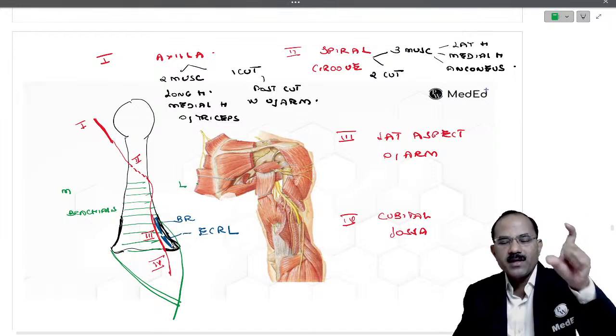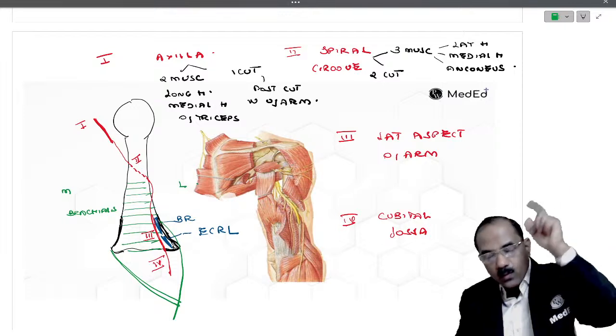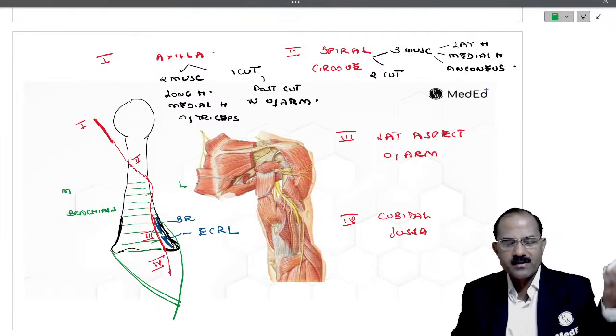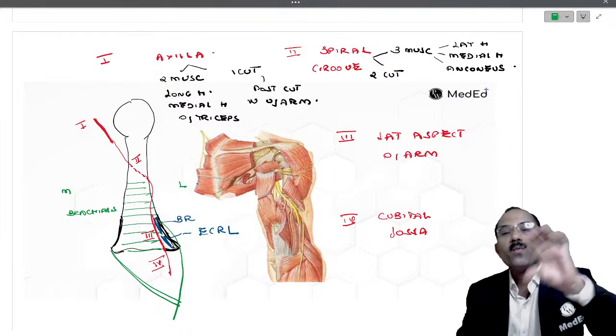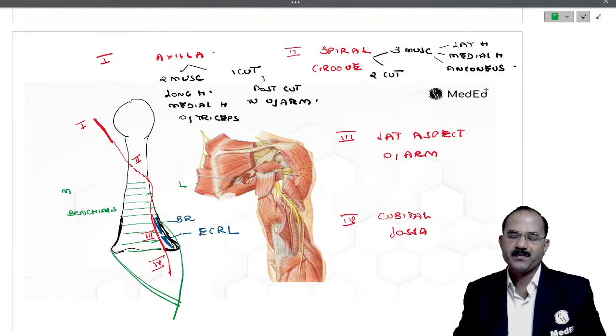So the medial head of triceps receives nerve supply twice, once in the axilla, once in the spiral groove. Clear? Why? Because the medial head of triceps is a large head. It's a very big head.